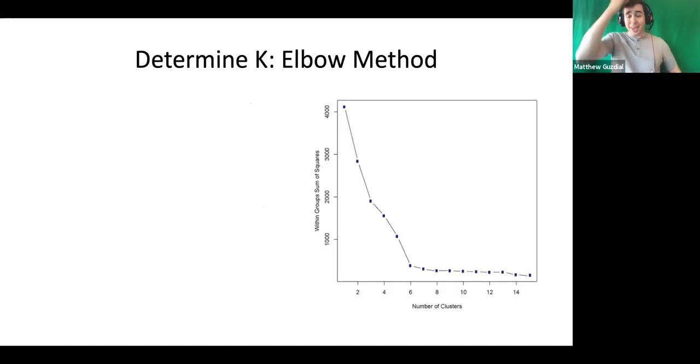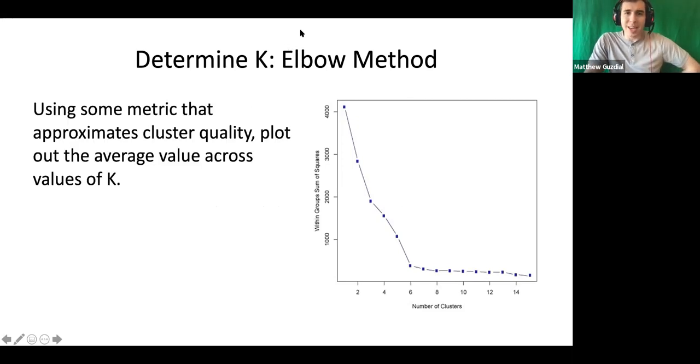So in terms of determining k, which I mentioned is an issue, what we're going to use in this class is something called the elbow method, which is also what's used by data scientists. The basic idea here is that using some metric, we can approximate cluster quality. We can run k-means many, many times for every value of k. And then we're going to plot out the average value of this metric across values of k. That's what this is over here. Don't worry about this metric. I'll get to what kinds of metrics we'll use in a second.